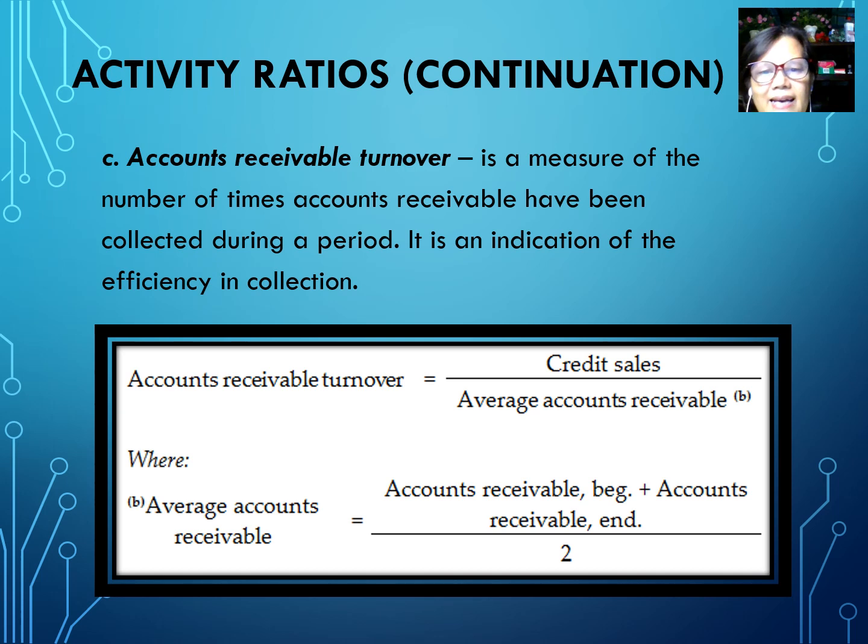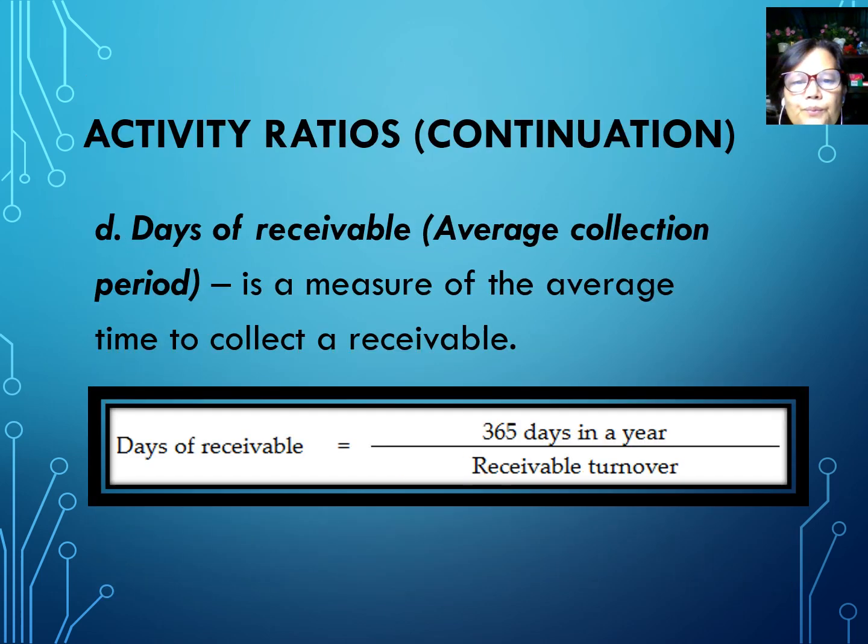Okay? Next is the accounts receivable turnover. This is a measure of the number of times accounts receivable have been collected during a period. It is an indication of the efficiency of collection. So, accounts receivable turnover is equal to credit sales over average accounts receivable. So, you're going to get the average accounts receivable by adding the accounts receivable beginning and accounts receivable ending, and then you're going to divide it into 2.